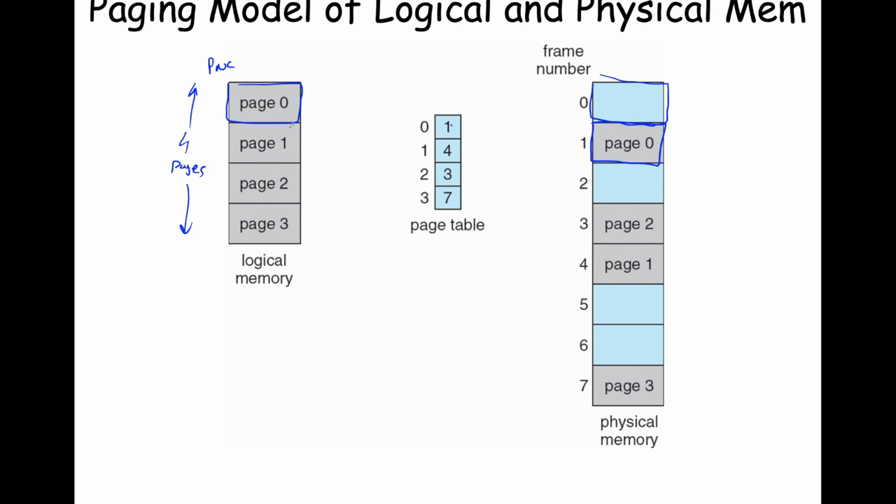Likewise, page 1: we refer to the first offset in that page table, and we see that it's in frame number 4. So we see frame 0, 1, 2, 3, 4. We find its contents is page number 1 from the process, and it completely fills that. We've avoided external fragmentation. Likewise, page 2: look in entry 2 of the table, it's in frame 3. So we go 0, 1, 2, 3, here's page 2. And then lastly, page 3 is in frame 7. That's 0, 1, 2, 3, 4, 5, 6, 7. Here's page 3 in frame 7.